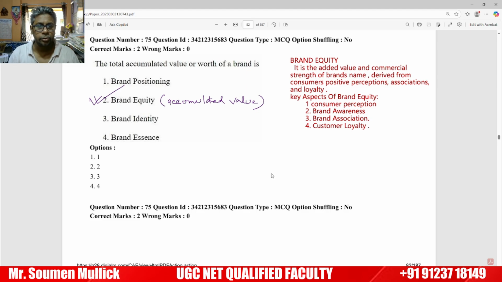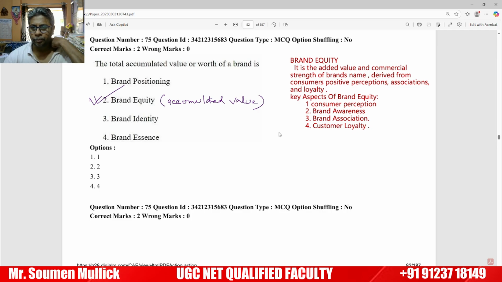The first question: the total accumulated value or worth of a brand is. They have given the 4 options: brand positioning, brand equity, brand identity and brand essence. The correct option is brand equity. What is the technique we have to learn? The concept. Not only solve the question, parallelly our objective is to learn the related topic.